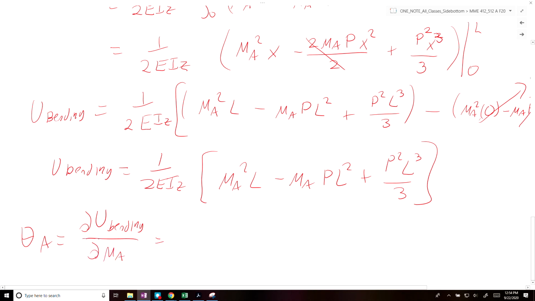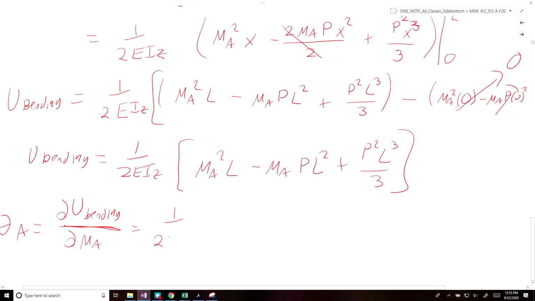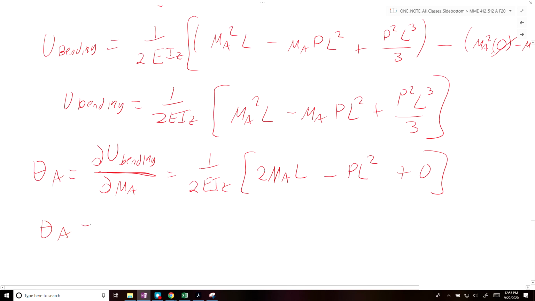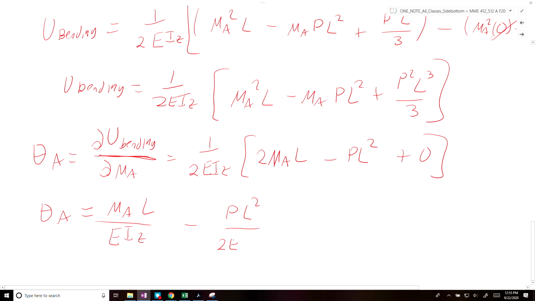ma. So if we do that, we end up getting 1 over 2 e to the iz times ma. The derivative of ma squared times L would be equal to 2 ma L. Derivative of minus ma p L squared would be equal to minus p L squared, and then the derivative of the last term would just be equal to 0 because there's no ma term. So what we end up getting is theta a would be equal to ma L over e to the iz minus p L squared over 2 e to the iz.